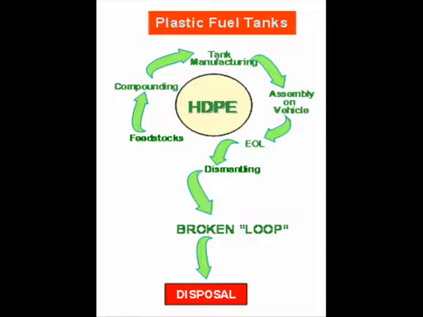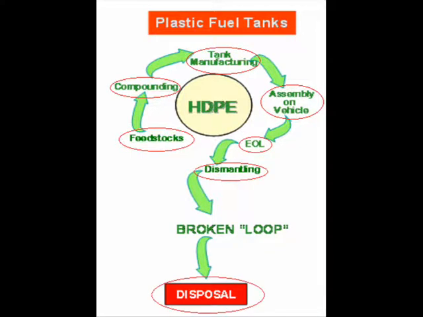The life cycle of a plastic fuel tank starts off with feedstocks, where the required materials are acquired. This is followed by compounding, where the materials are mixed to form plastic. Fuel tank manufacturing comes next. Once the tanks are made, they are assembled into the fuel system. At the end of its service life, the tanks are disposed of.